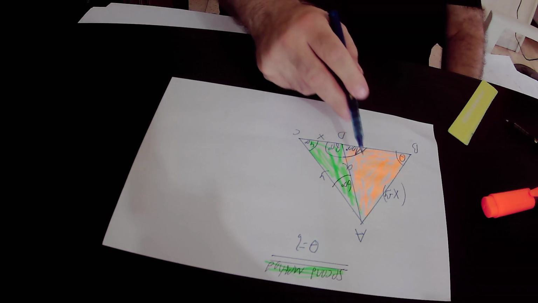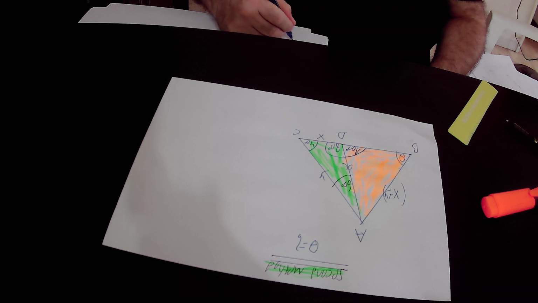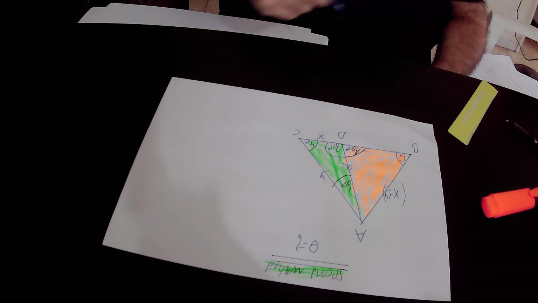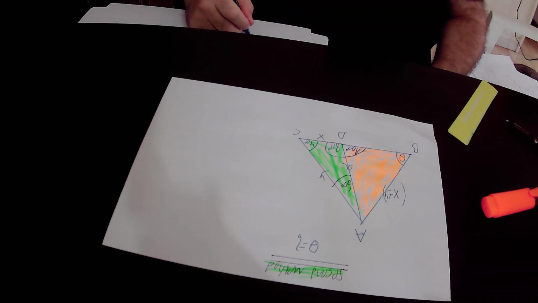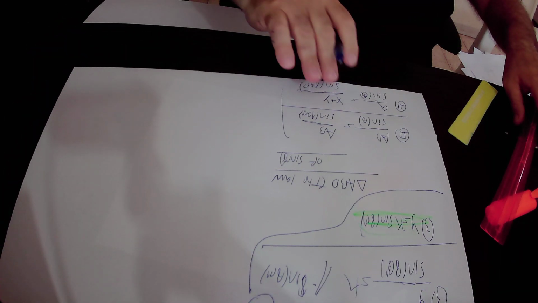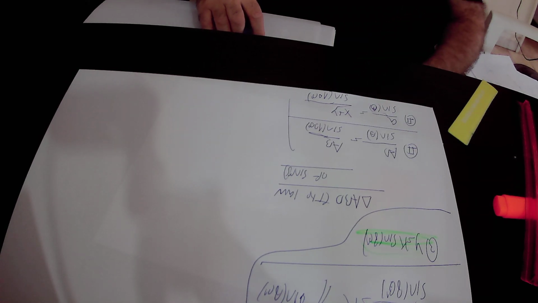Here AD equals a, so we substitute AD by a, and we get a over sine theta equals AB over sine 100 degrees. But AB equals x plus y, so we substitute AB by x plus y. So according to equation number 2, a over sine theta equals x plus y over sine 100 degrees.